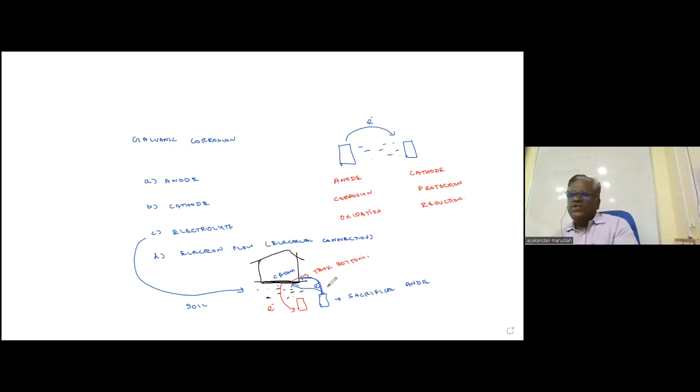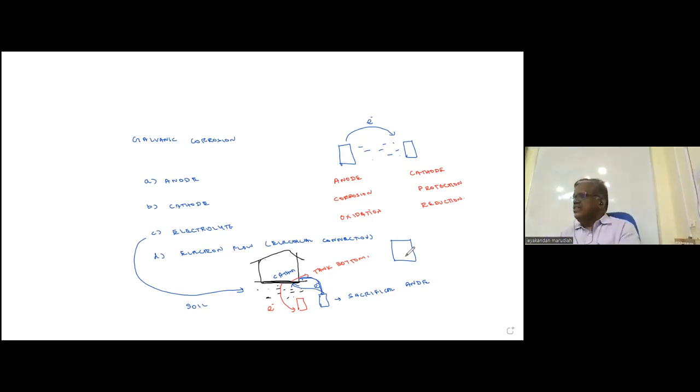The next arrangement is a rectifier. What is meant by rectifier? It changes the AC current to DC. The rectifier will supply the electrons to protect the tank. The rectifier supplies the electrons to the anode, from the anode to the tank, and the circuit closes from the tank back to the rectifier.